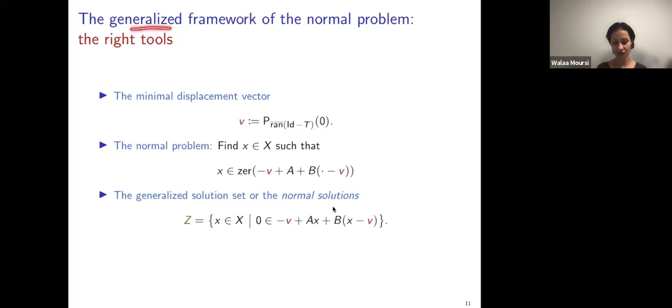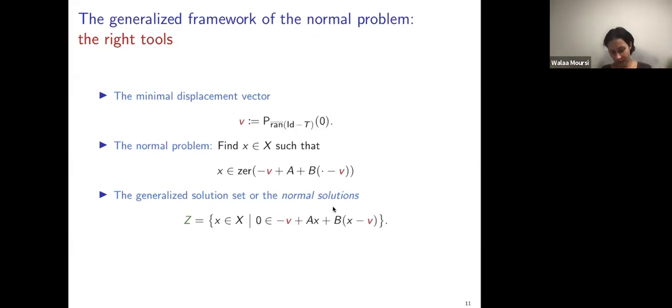And that's why I said the generalized framework of the normal problem, because the original problem does not have a solution. So we need to actually look at something that's more meaningful, because what we are looking for, if we don't have solutions, we need to define something that would generalize the set of solutions that is now empty. Let's look at a more general framework.